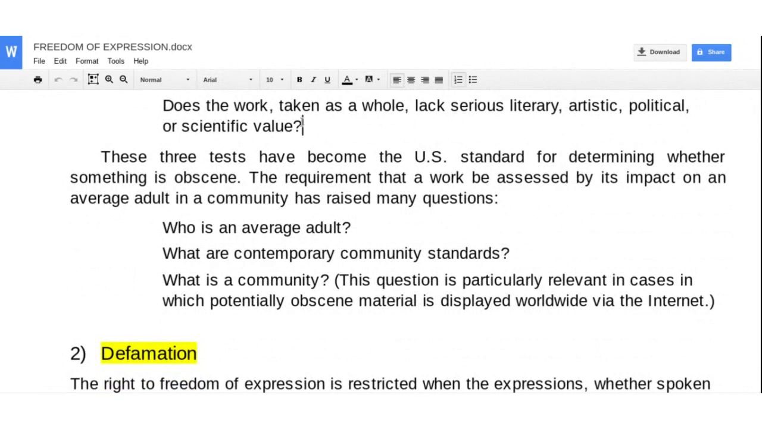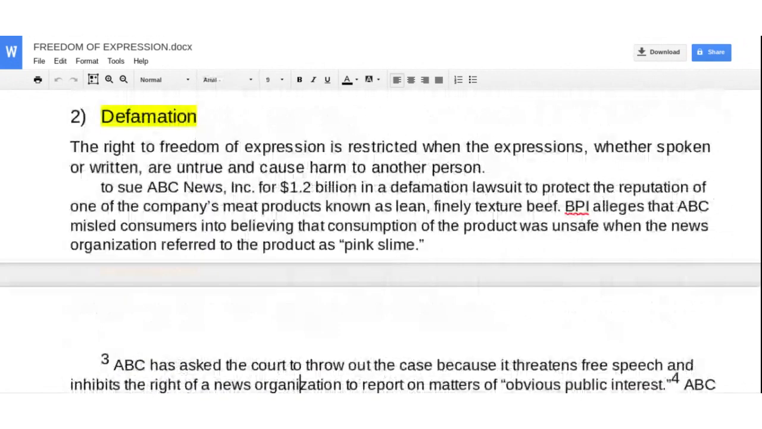Then there is defamation here. It says the right of freedom of expression is restricted when expressions, whether spoken or written, are untrue and cause harm to another person. That is what we would describe as defamation. When expressions, whether spoken or written, are untrue and cause harm to another person, that is called defamation according to the American Constitution. But as I said, most of these are also borrowed into other laws, including the Kenyan law.